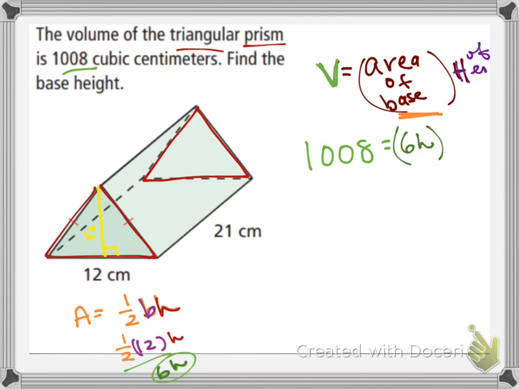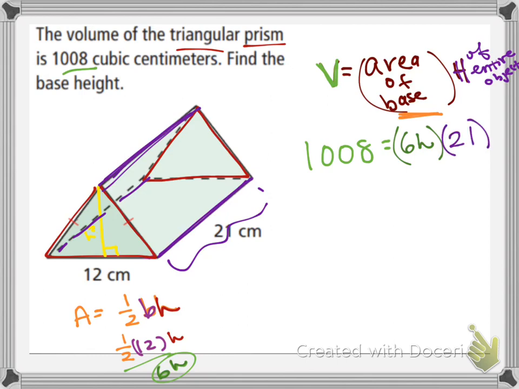So of the entire object, it's what pushes the two bases apart. Height does not always mean up and down when you're talking about a three-dimensional figure. So your height is going to be what pushes your two triangles apart. So that would be 21. So if you notice on this right side, we have 6h times 21.